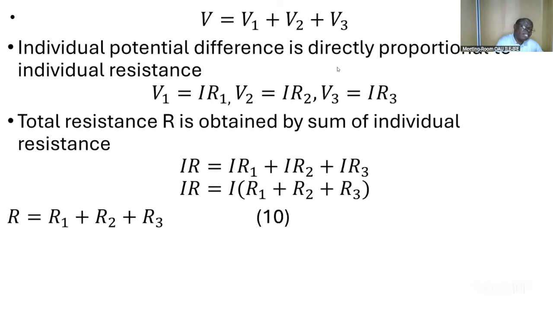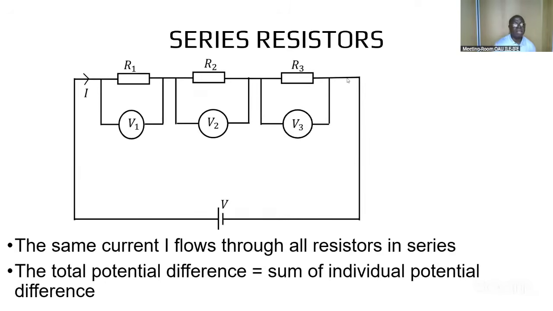I've said that the PD V1 depends on R1, V2 depends on R2, and that is what you can see here. V1 will be equal to I times R1, where I is the same current that is flowing. V2 will be I times R2. Likewise, V3 will be I times R3. You can see in the diagram the same current flows through R1, R2, R3, and that is why I is constant.